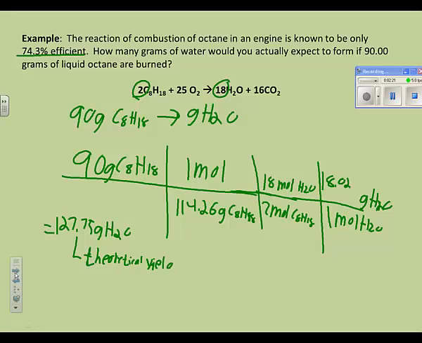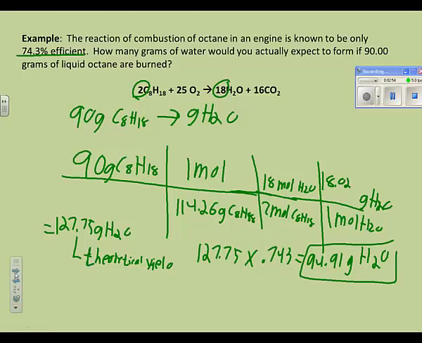That is not what the question is asking so far. So it says it's 74.3% efficient. Wow, 74.3% efficient. So we're going to take 74.3% of our theoretical yield. So 127.75 times the decimal percentage, which is just 2 decimal places to the left, 0.743. And that will give you 94.91 grams of H2O. There we go. That's all that one was.